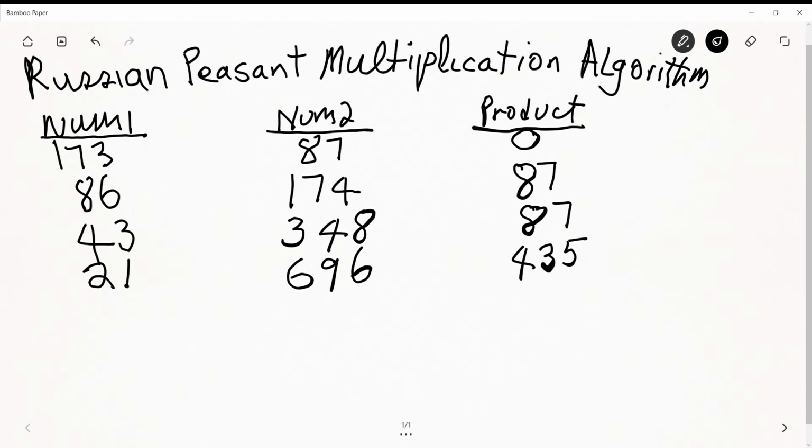Now check the first number, that's an odd number. It's an odd number, add 696 to 435. That gives me 1131. So after you do that, divide the first number by 2, that's a 10. Multiply the second number by 2, that's 1392. So now I have 10 for the first number, 1392 for the second number, 1131.